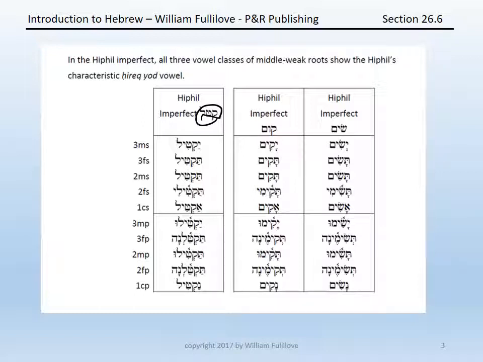Yakimu, tukimena, takimu, tukimena, nakim. And sim, even though it is a middle yod verb instead of the middle vav, has the identical formation. Yasim, tasim, tasim, tasimi, asim. Yasimu, tusimena, tasimu, tusimena, nasim.